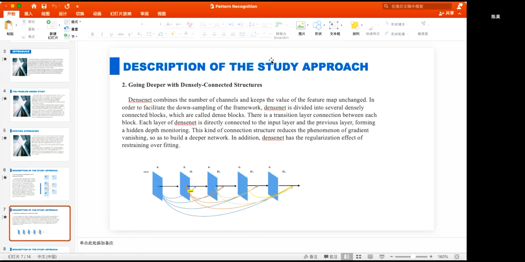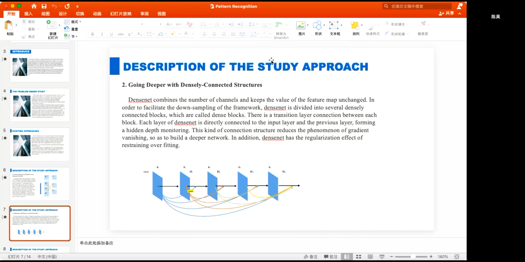And then is the second part, going deeper with densely connected structures. DenseNet combines the numbers of channels and keeps the value of feature map unchanged. In order to facilitate the downsampling of the framework, DenseNet is divided into several densely connected blocks, which are called dense blocks. There is a transition layer connection between each block.